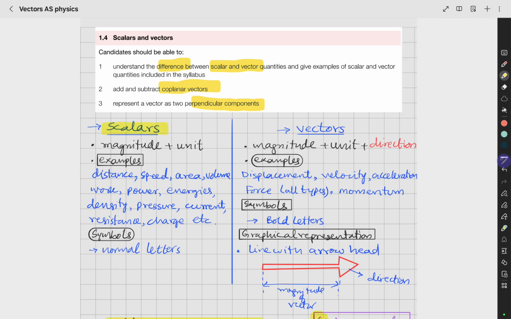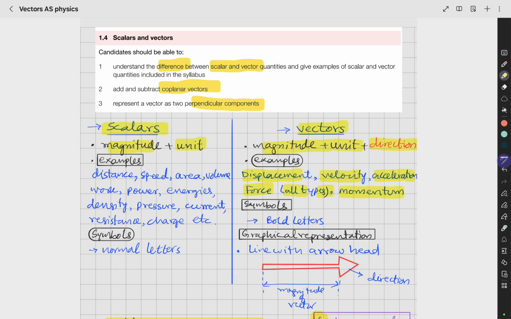About scalars, we know that it's just magnitude and unit, while in vectors, it's magnitude, unit, and direction, which is important for the complete description. If we look at the examples of vectors, they are less in number, like displacement, velocity, acceleration, force with all the types like weight, friction, upthrust, air drag, viscous force, moment of force. All these are actually the effects of force or types of force, so they are vectors, and then momentum is a vector.